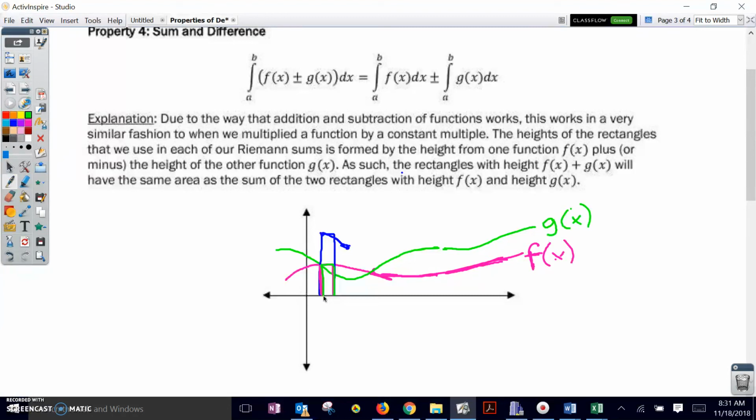Okay? That's where we're going to close for now on properties. We'll come back next time in the next video and look at properties 5 through 7 from this lesson.